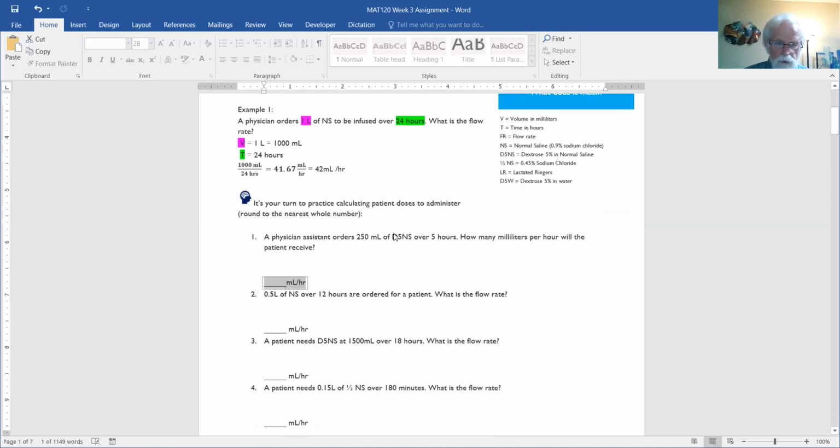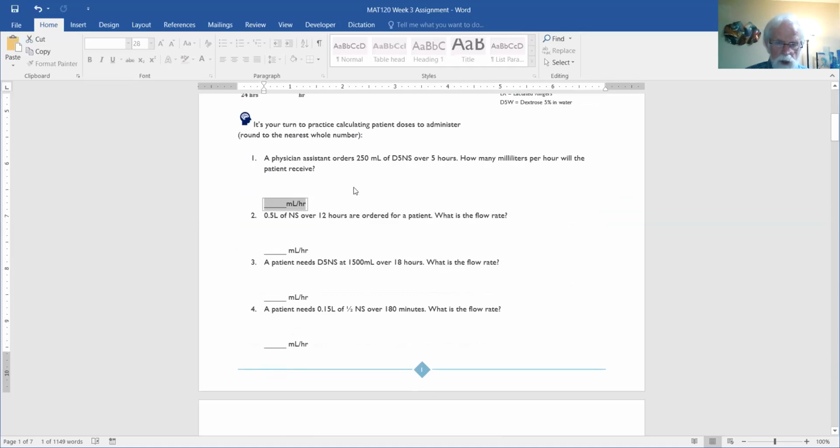Okay, so all these problems in the assignment will be a variant of this. D5NS, again, the identity of the liquid is unimportant. It's critical to give the right liquid in terms of patient safety, et cetera, but in terms of the math, that's not an important consideration. The only consideration we have is the total volume and the total time.